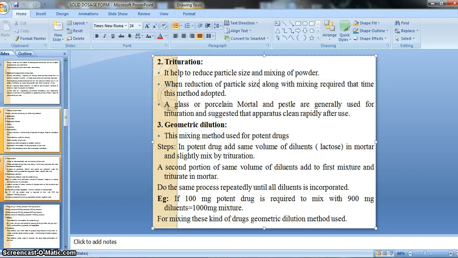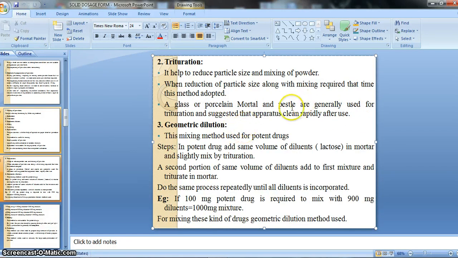A glass or a porcelain mortar and pestle are generally used for trituration, and it is suggested that the apparatus be cleaned rapidly after use. So as I said, the mortar and pestle is the apparatus for the trituration method. This apparatus is made of either glass or porcelain. The mortar and pestle is available in two qualities, either glass or porcelain.